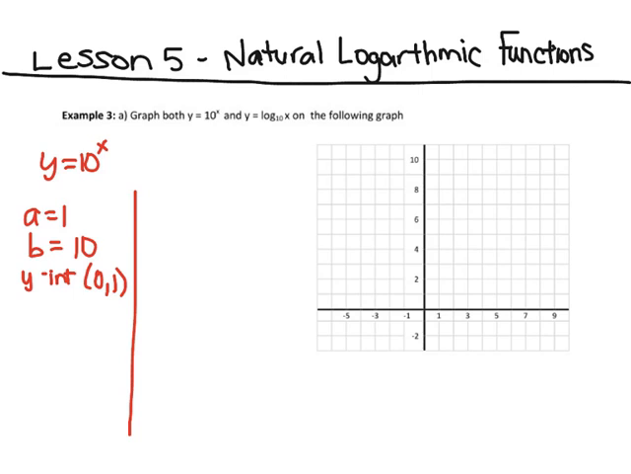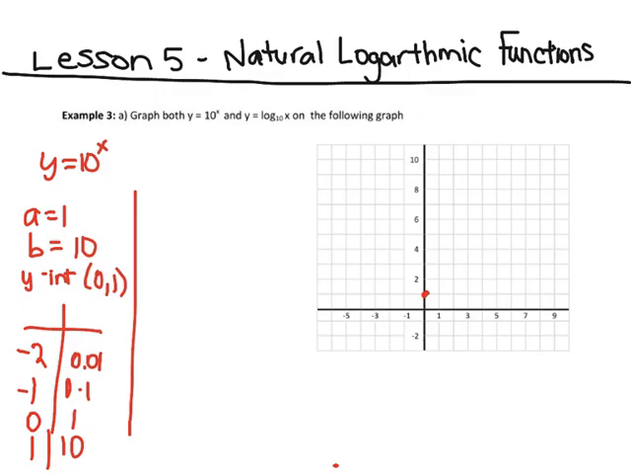So the y-intercept is going to go through here. We can make a table of values to figure out a little bit more information. If we type in a -2, we'd get 0.01. If we typed in -1, we'd get 0.1. If we typed in a 0, we get 1. That's our y-intercept. If we type in a 1, we get a 10.